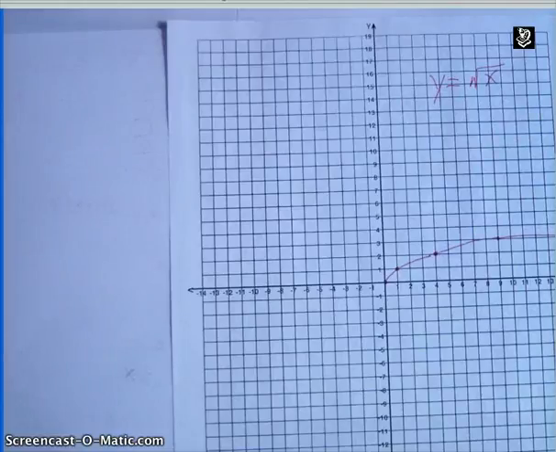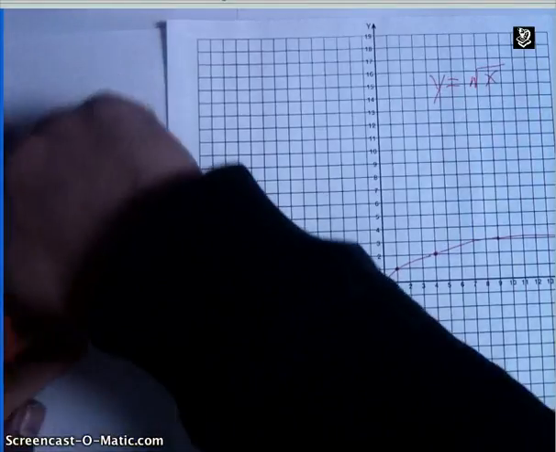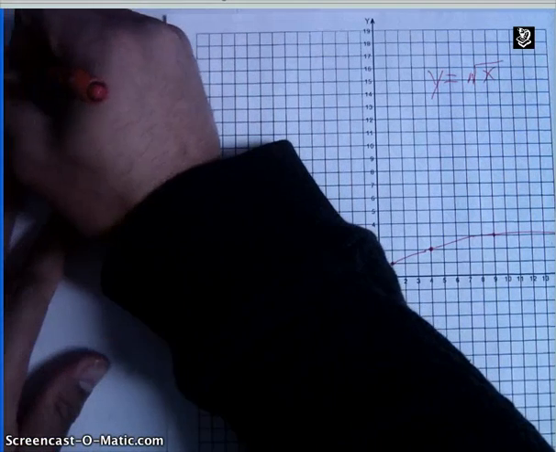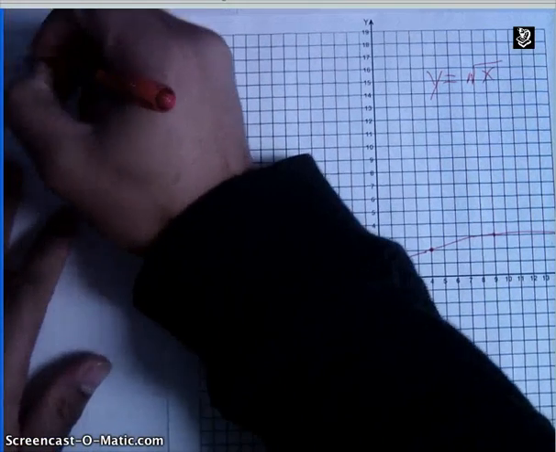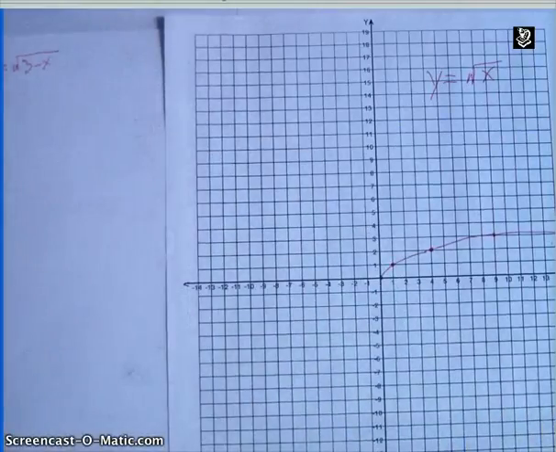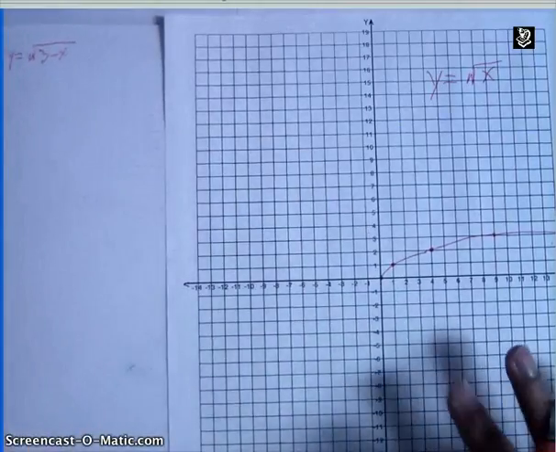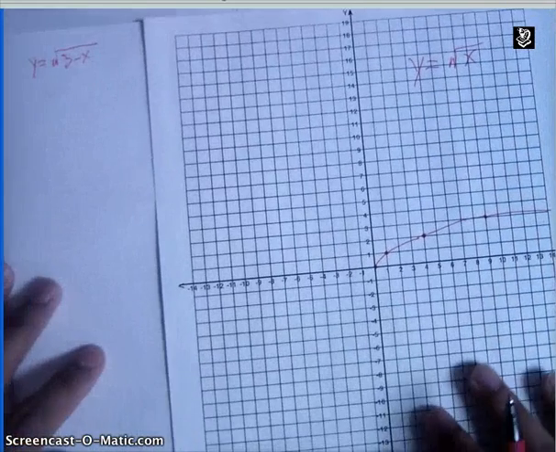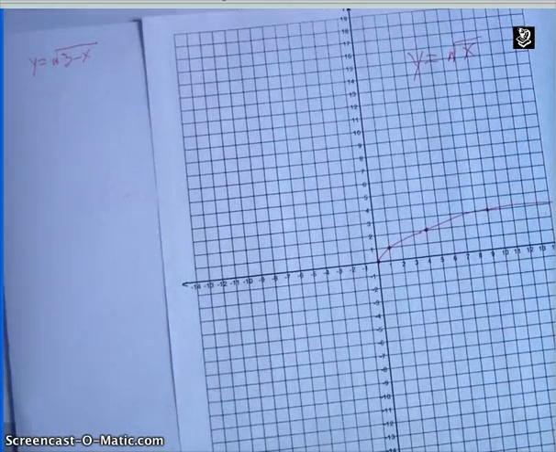All right, so now we looked at the parent graph. Let's go ahead and look at a couple of examples. The first example we're going to look at is the function y equals the square root of 3 minus x. We always want to revert back to what we've already done because it all builds upon itself. When we were talking about the quadratic functions, the first thing we needed to find was the vertex. Well, this time we need to find which x's are going to work in this.